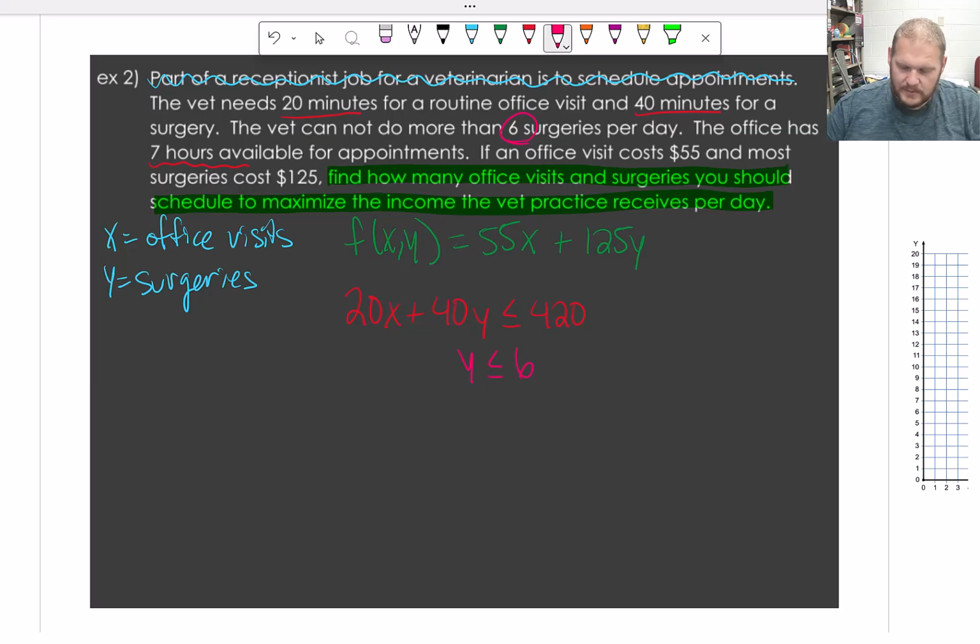And then those standard ones, right? The vet can't do negative surgeries. The vet can't have negative office visits. So x is also greater than or equal to 0, and y is greater than or equal to 0.